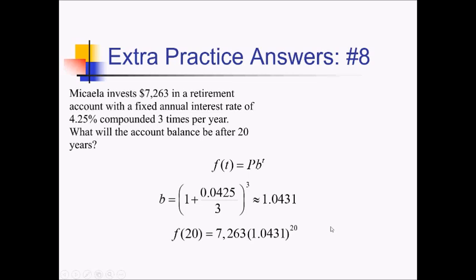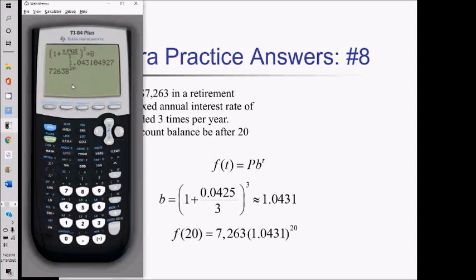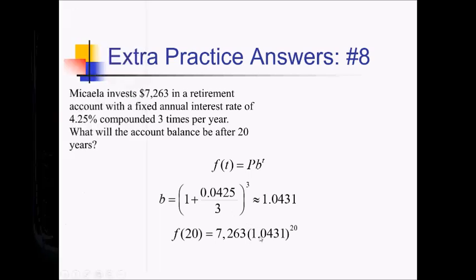Let's see what that looks like now. So since I've already stored this value as b, I can just do 7,263 times b to the 20, and that's going to come out to $16,891.80.